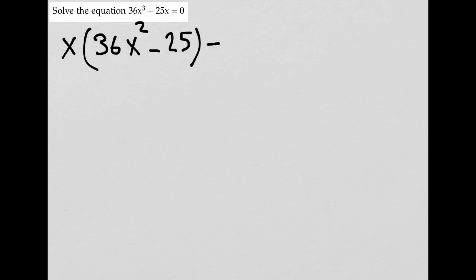Finally, let's look at the equation 36x cubed minus 25x equals 0. We start out by looking at the greatest common factor between the terms 36x cubed and minus 25x, and we see that this greatest common factor is x. So if we factor that out, we're left with x times 36x squared minus 25 equals 0.